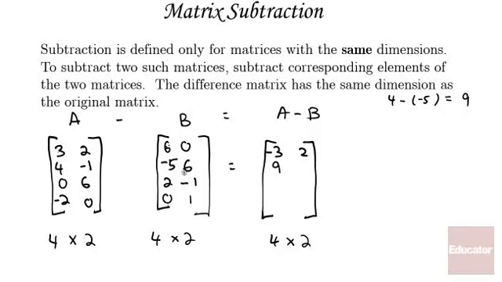Negative 1 minus 6 is going to give me negative 7. 0 minus 2 is going to give me negative 2. 6 minus negative 1 is going to give me 7. A negative and a negative will give me a positive. Negative 2 minus 0 is negative 2, and 0 minus 1 is negative 1. So again, verify that the two matrices have the same dimensions, and then simply subtract corresponding elements. Since we're doing subtraction, you need to be very careful with the signs.